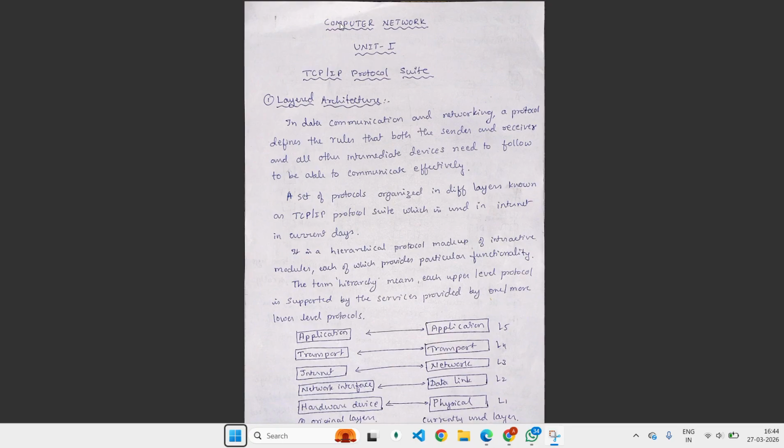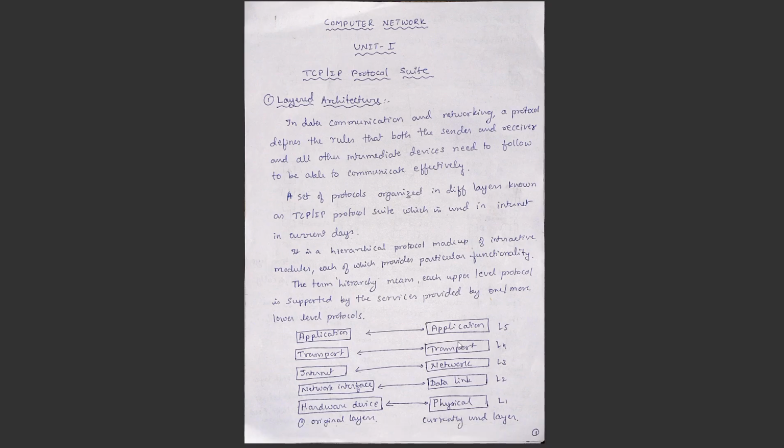OSI model. OSI stands for Open System Interconnection. The OSI model consists of 7 layers: physical layer, data link layer, network, transport, session, presentation, and application layer. The difference between the OSI model and the current TCP/IP model is the session and presentation layers. These two are merged and kept in the application layer. So that is the change: these are the original layers and this is the currently used layers.